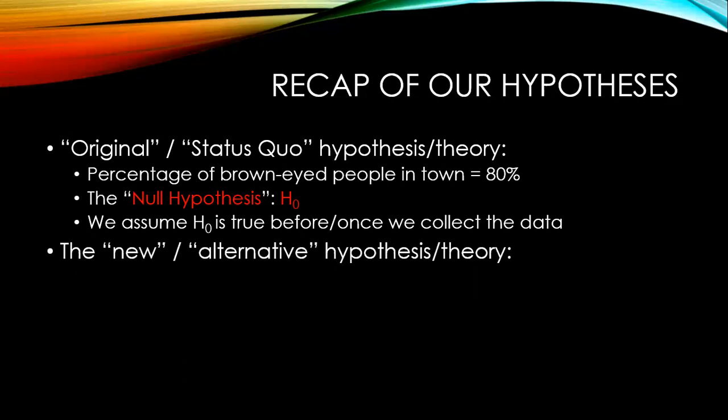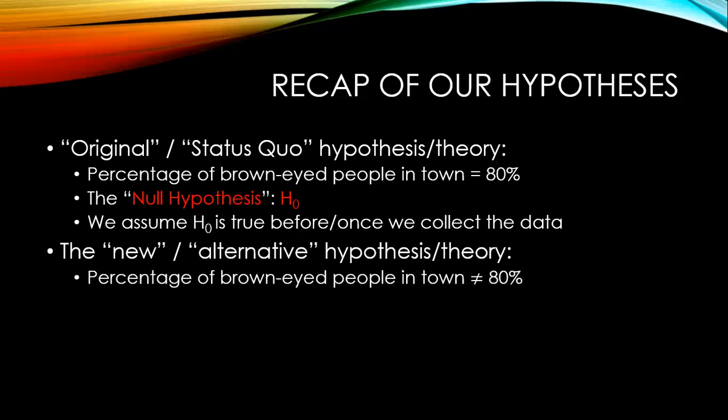So our second hypothesis was this new alternative theory, this new alternative hypothesis. Suppose your suspicion was that, having gone around town, the percentage of people in your town with brown eyes is not 80%, so not equal to 80%. This was your new theory, and we call this in statistics the alternative hypothesis. So you have a null hypothesis, which is the percentage equals something, and you have an alternative hypothesis, which is that the percentage is different from the percentage you thought before.